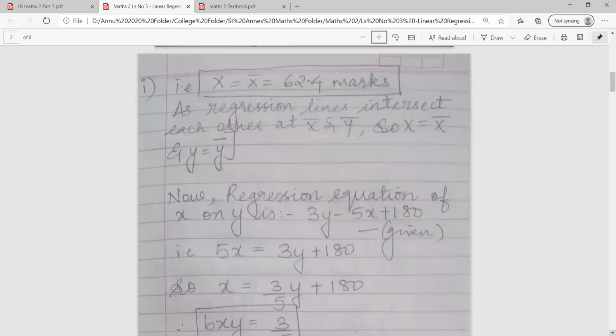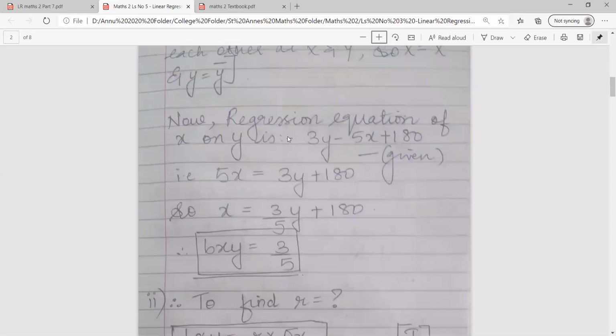Now, moving forward with the regression equation which is given to us, we can find out the regression coefficient, that is bxy. So as you all know, we have arranged the equation as 5x is equal to 3y plus 180. So x is equal to 3 upon 5 y plus 180 divided by 5. So here there's a mistake which has happened. So it is 180 divided by 5 also. Now bxy will be nothing but 3 upon 5. So we got the regression coefficient bxy to be as 3 by 5.